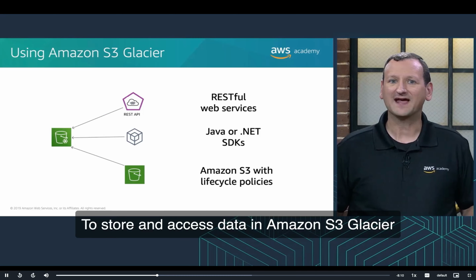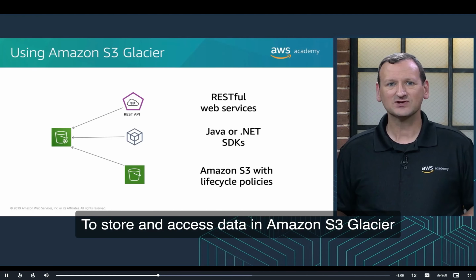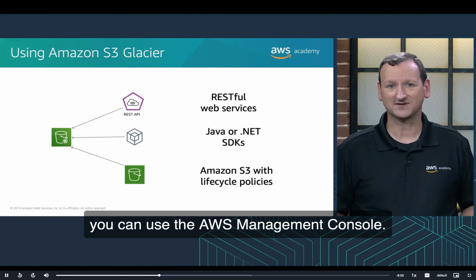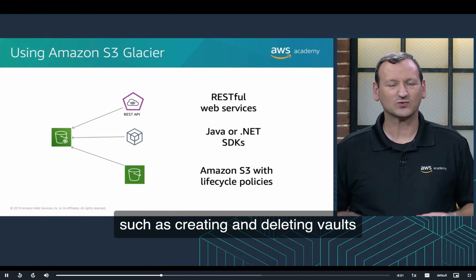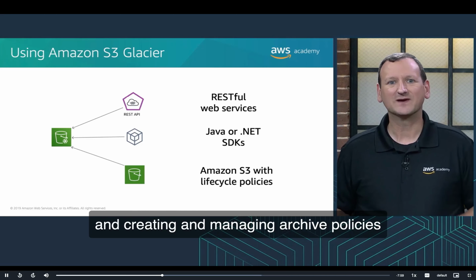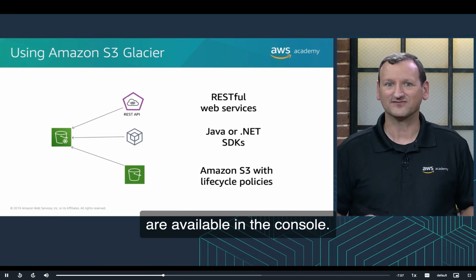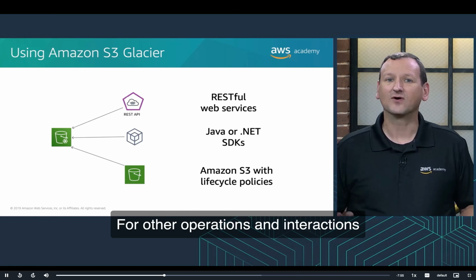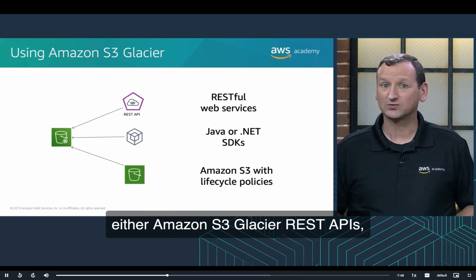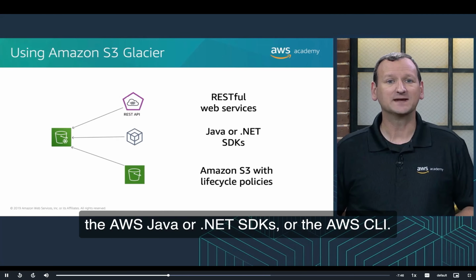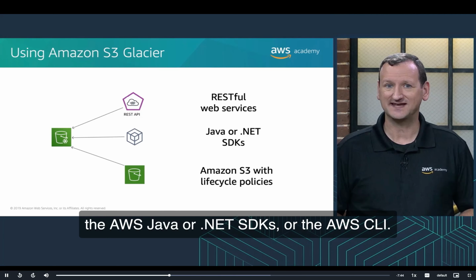To store and access data in Amazon S3 Glacier, you can use the AWS Management Console. However, only a few operations, such as creating and deleting vaults and creating and managing archive policies, are available in the console. For other operations and interactions with Amazon S3 Glacier, you must use either Amazon S3 Glacier REST APIs, the AWS Java or .NET SDKs, or the AWS CLI.